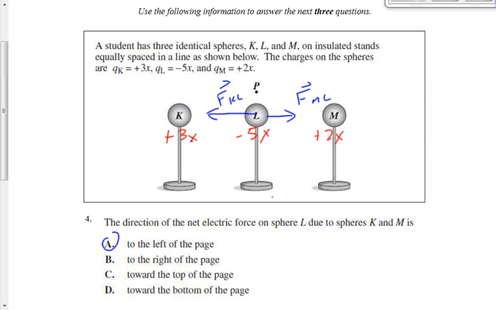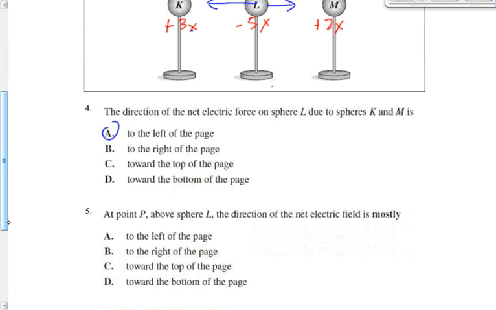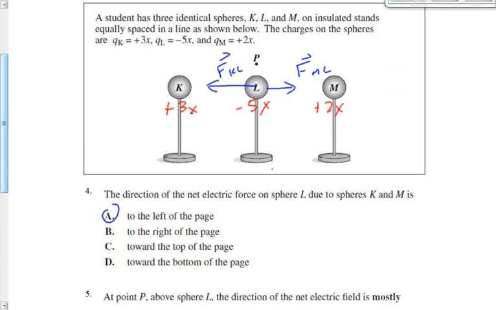Now, this next question, this is the one that I really like in this scenario, question number 5. At point P above the sphere, the direction of the net electric field is going to be mostly what direction? The net field. Well, the field goes away from positive. So we've got a field caused by K pointing this way. M is going to go this way, away from M, and it's going to be a little bit smaller. Not much, but a little bit smaller because the charge causing it is only 2/3 the value.